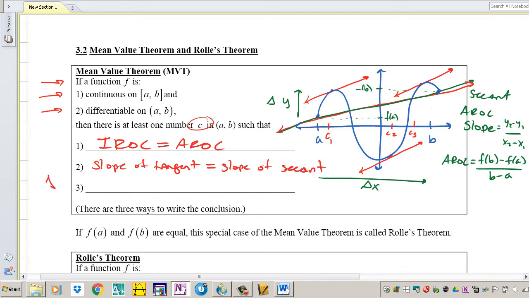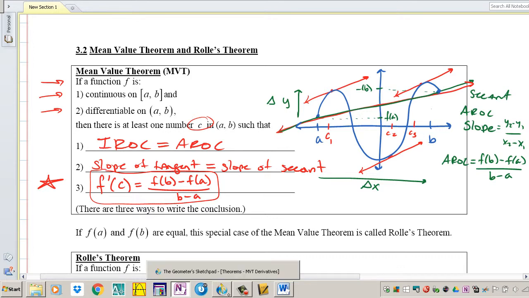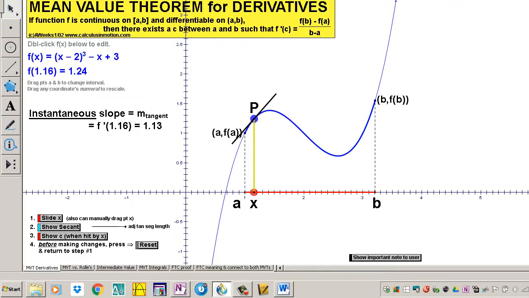But the most formal way to write this, and this is in every calculus textbook, is the derivative at c is equal to the average rate of change of a to b, of the function from a to b. So this is the part that you really want to know and memorize, or at least understand. Let me go ahead and give you guys a representation of this. So if my graph did not make any sense, hopefully this representation will.